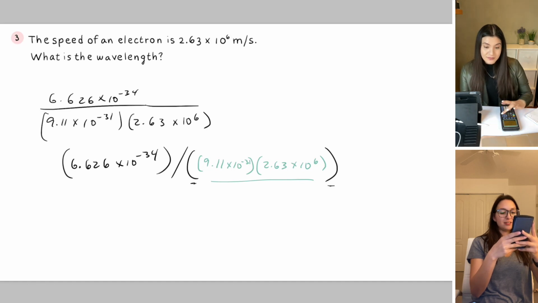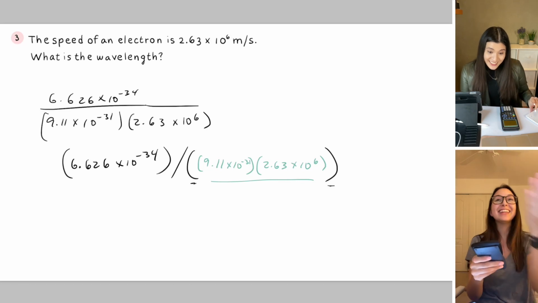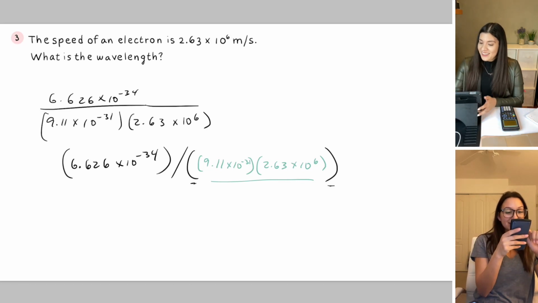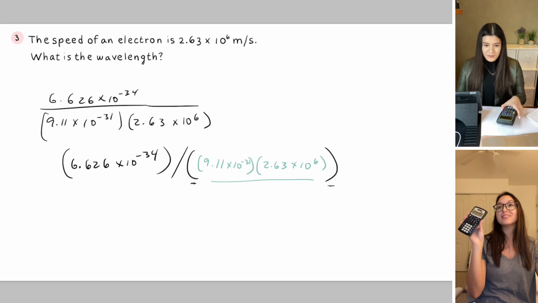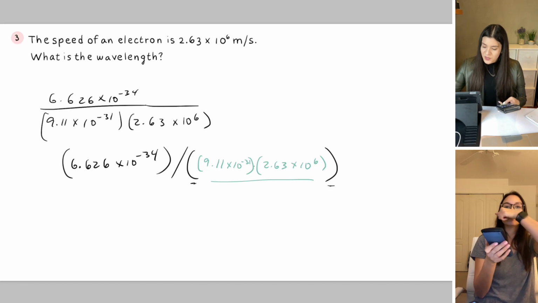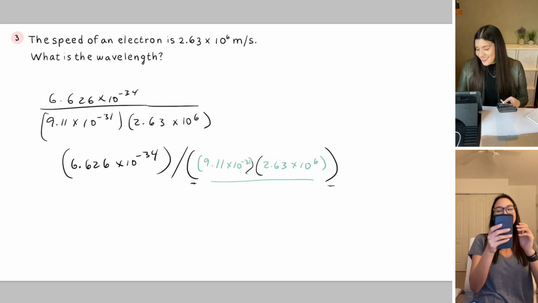2.68 times 10. I swear. Alright, I'm done. Are you serious? You got that again? Okay, I'm going to send you a picture. 6.626 times 10 to the negative 34 divided by, all in parentheses, 9.11 times 10 to the negative 31, other parenthesis, 2.63 times 10 to... Yes, I swear. I wish that you could see this right now. I believe you. Are you putting a multiplication symbol here? No, I promise. No, I believe you.